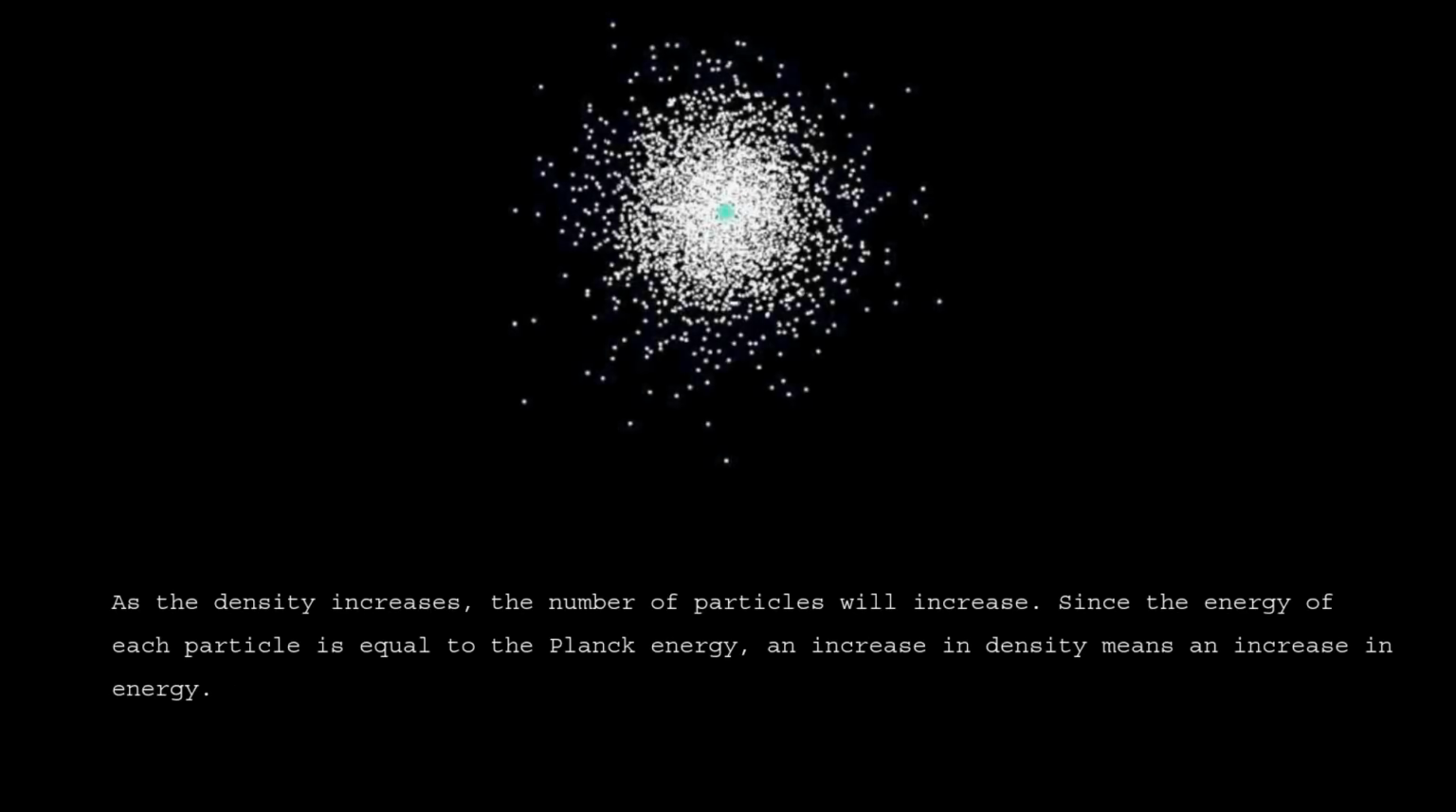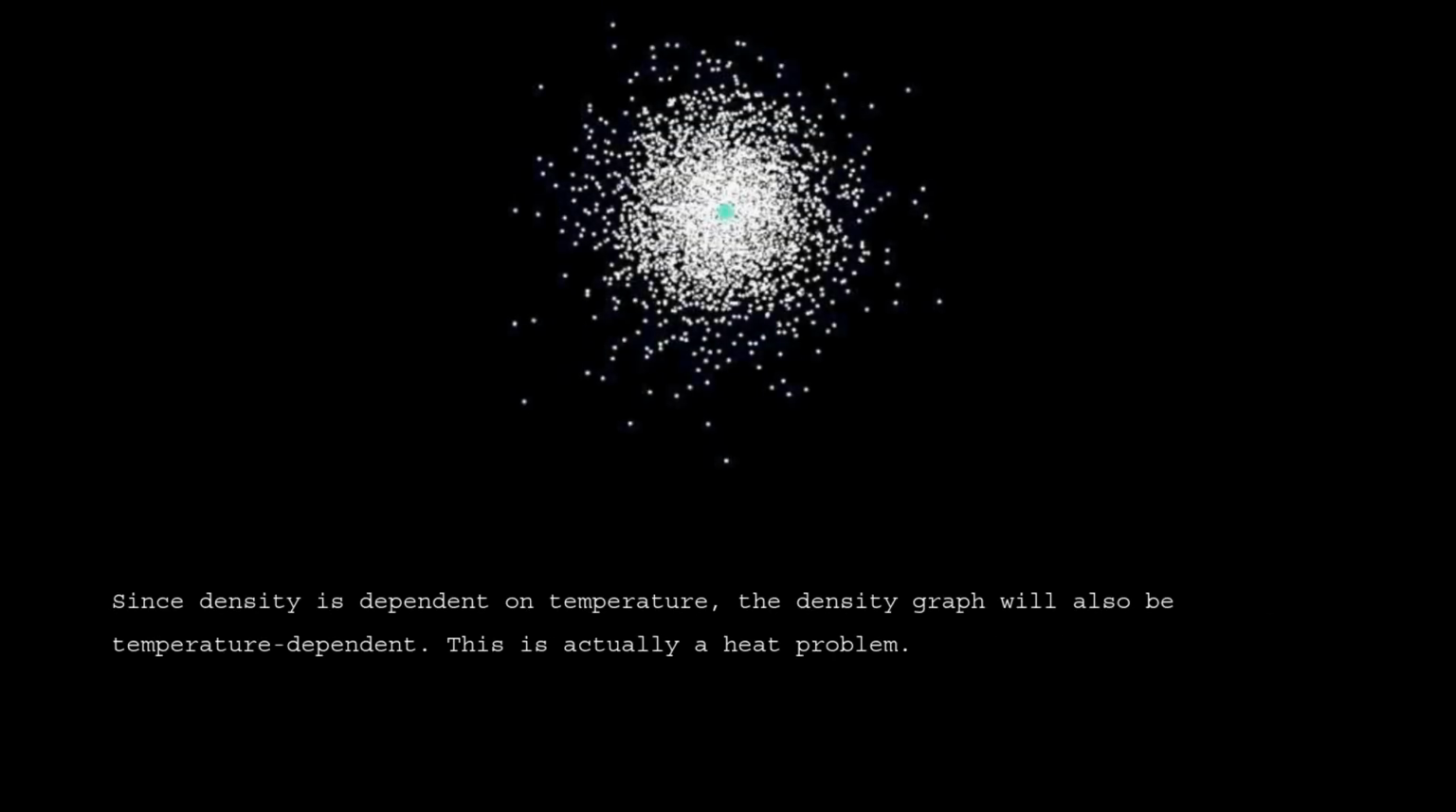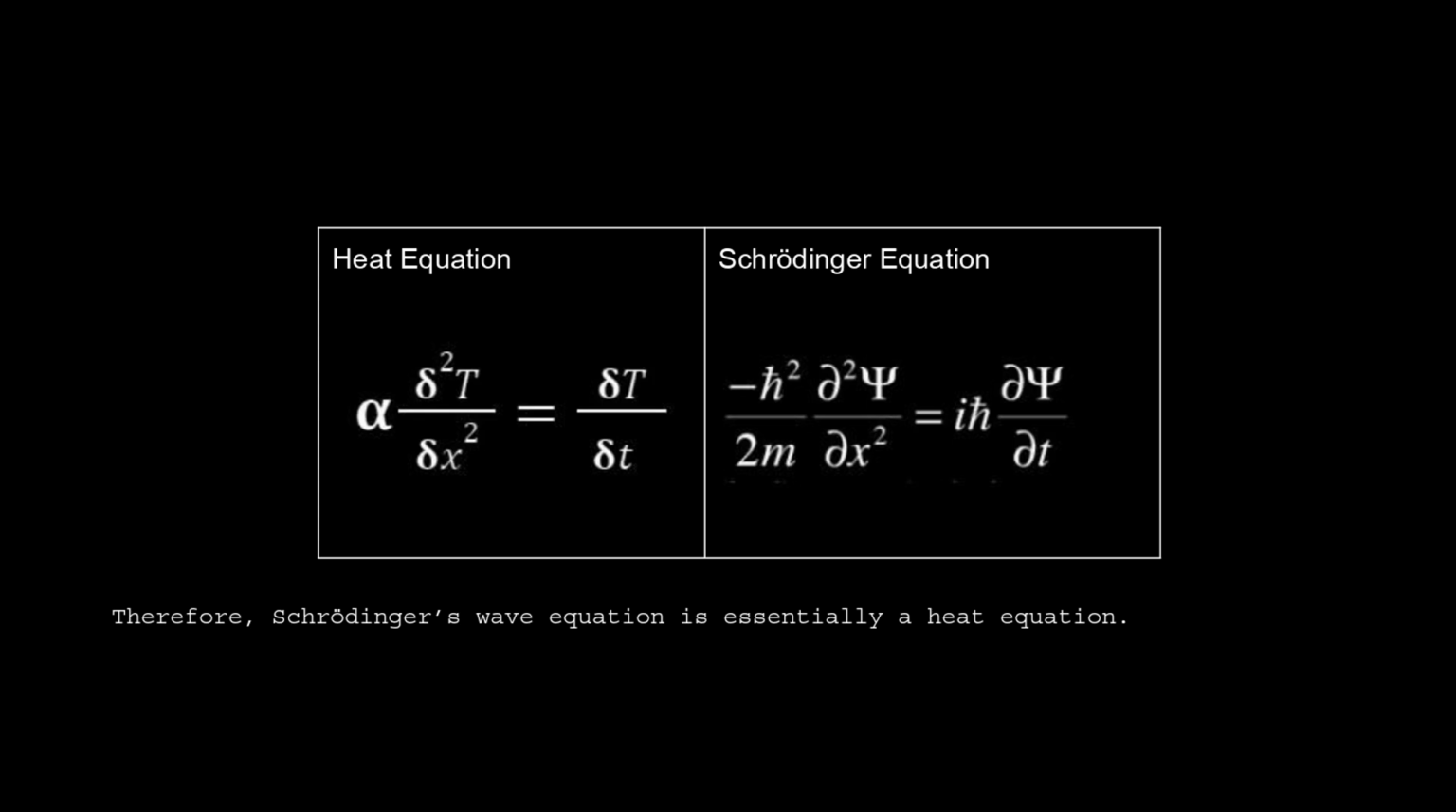As the density increases, the number of particles will increase. Since the energy of each particle is equal to the Planck energy, an increase in density means an increase in energy. Since density is dependent on temperature, the density graph will also be temperature dependent. This is actually a heat problem. Therefore, Schrödinger's wave equation is essentially a heat equation.